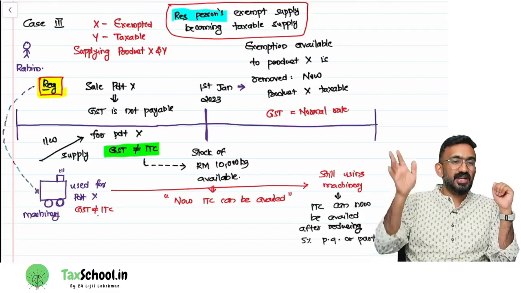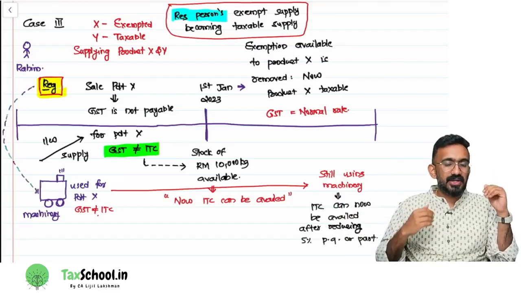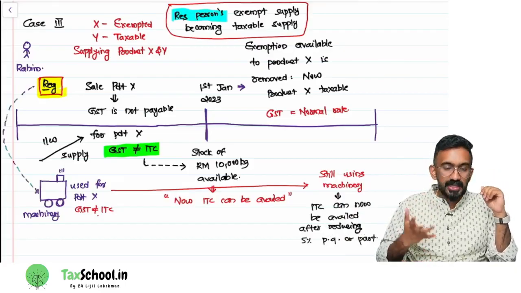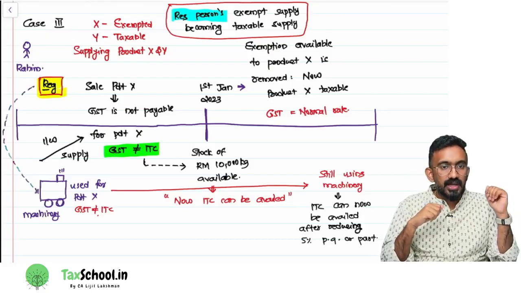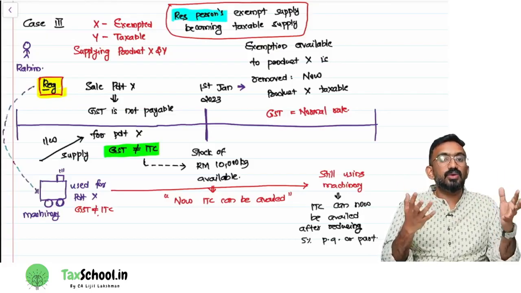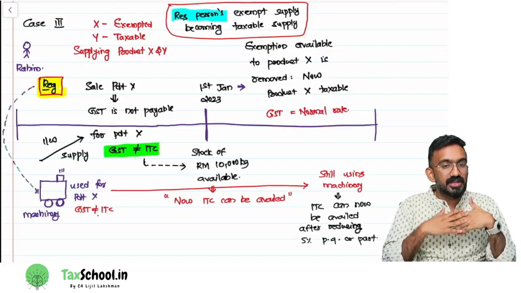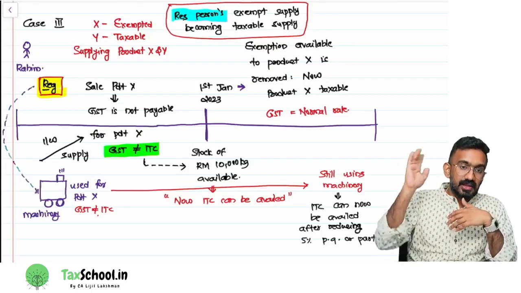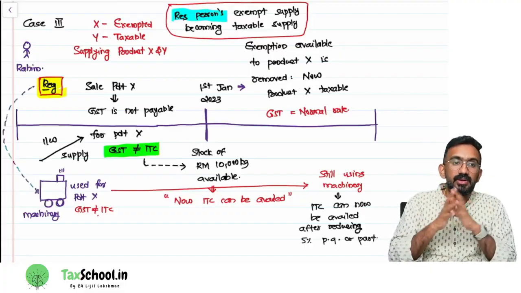So product X is now taxable. Now, when he looked at the warehouse on the last day when product X was exempted, he found that there are raw material of 10,000 kg in the stock. At the time of purchasing this 10,000 kg, he could not take ITC. Why? At that time, the product on which this 10,000 kg raw material was used was product X. And before 1st of January 2023, product X was exempted, so he could not take an ITC.